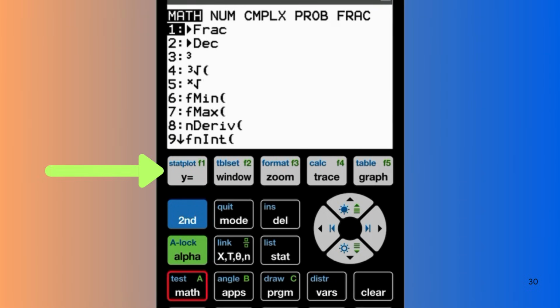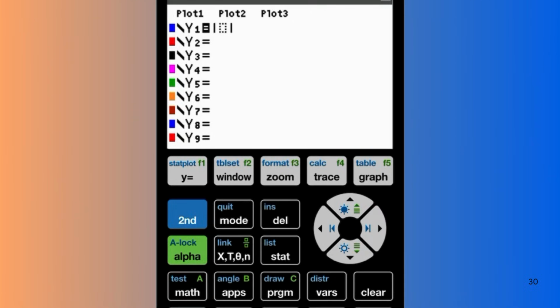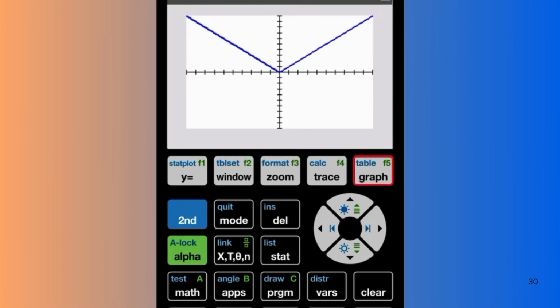So go to y equals, hit math, scroll right to num, hit enter on number 1 for absolute value. We're going to put an x in there, and we can graph that first if you'd like to see it. So that's our parent function. It's an absolute value function. It is a v with a vertex at the origin.